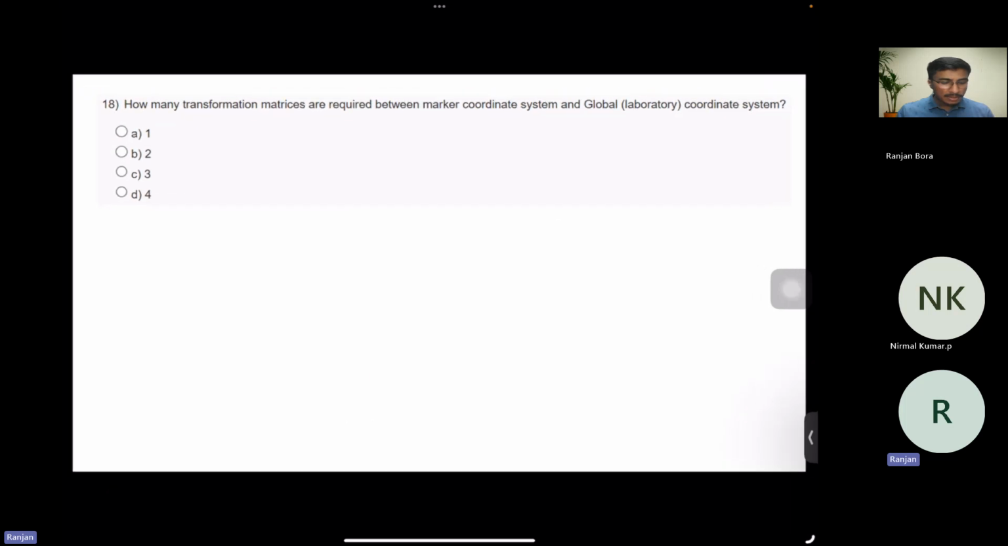And next question is: how many transformation matrices are required between the marker coordinate system and the global coordinate system?